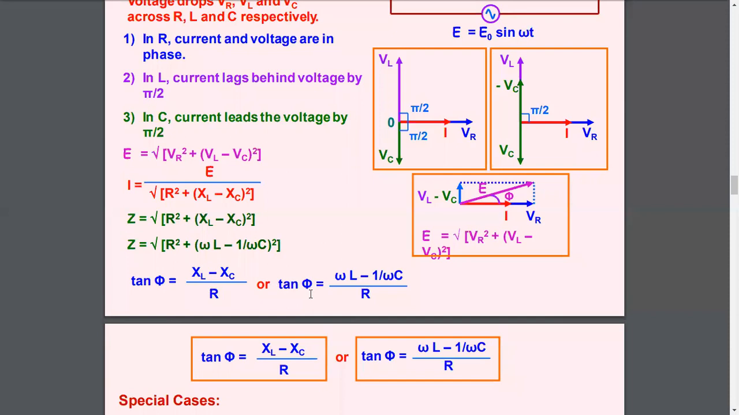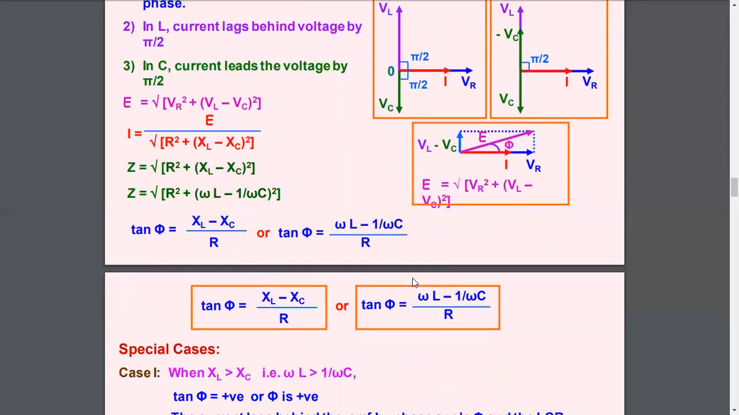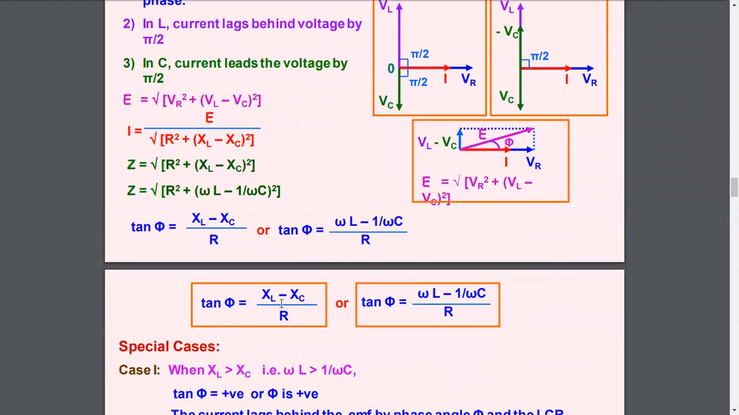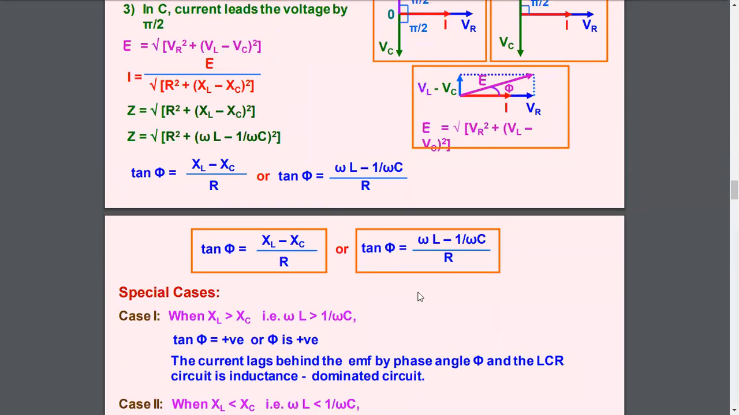And here we see the same expression. We have put the value of XL as omega L and the value of XC as 1 upon omega C. So we have the expression for the phase between current and voltage: XL minus XC upon R, or omega L minus 1 upon omega C, upon R. From this expression, we see that the phase difference between current and voltage is not constant, but frequency dependent. So as long as frequency is constant, the phase between current and voltage across the LCR circuit will remain constant. But when frequency is allowed to vary, then the phase will also go on changing.